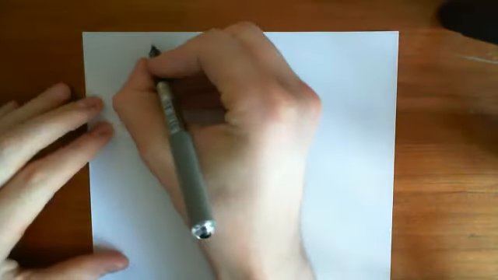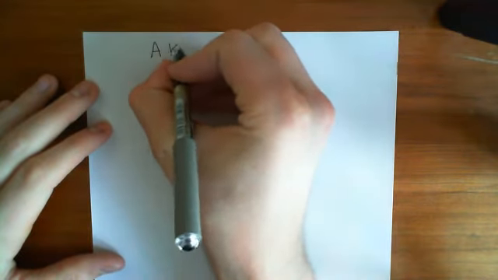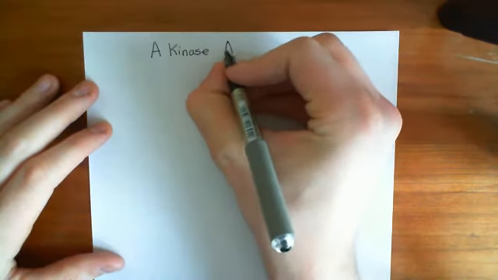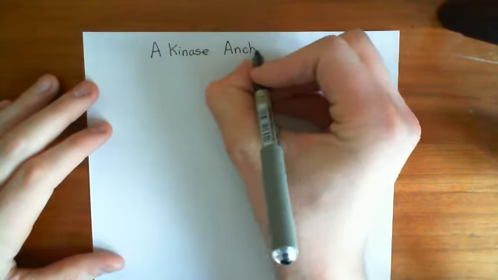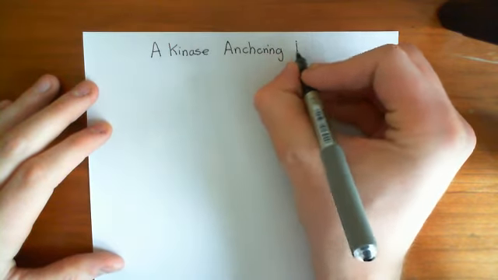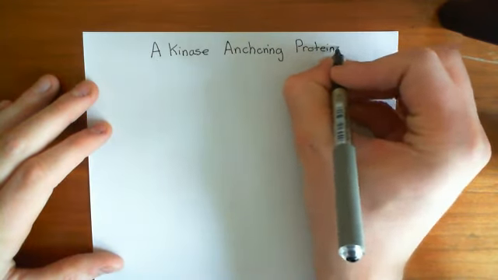Okay, so welcome to this next video in the playlist on cyclic AMP signaling. In this video, we are going to look at the A Kinase Anchoring Proteins. So the topic for this video is A Kinase Anchoring Proteins. And basically what these A Kinase Anchoring Proteins give rise to is two types of protein kinase A, namely protein kinase A1 and protein kinase A2.